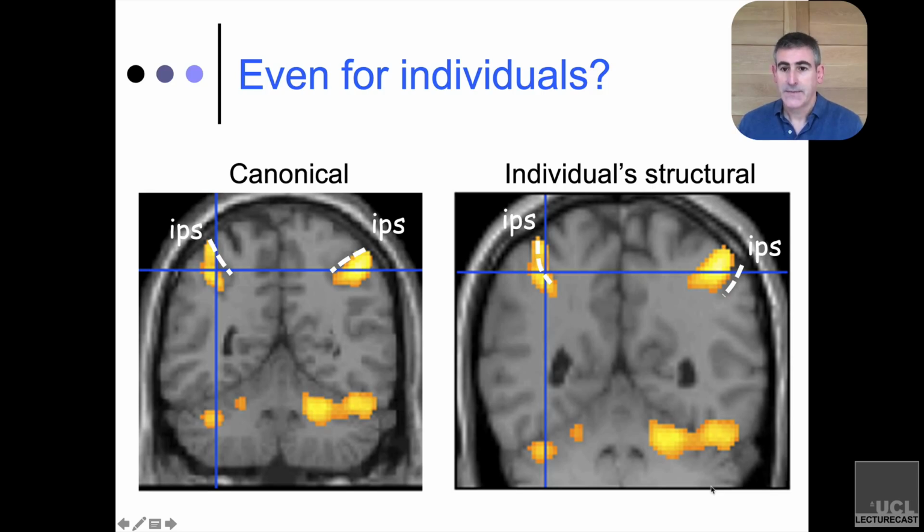The problem is this canonical brain, which is often referred to, is from a person who wasn't in your study, right? So you get this illusion of anatomical precision that may or may not be accurate. Here's an example, right? So the functional data in this case are the exact same. They're the same data from one participant.